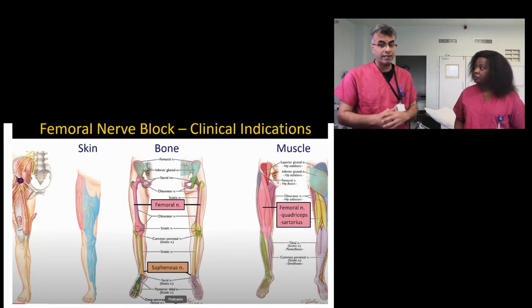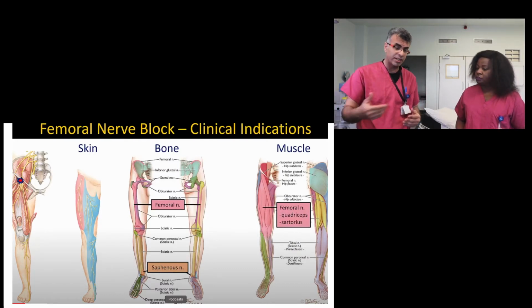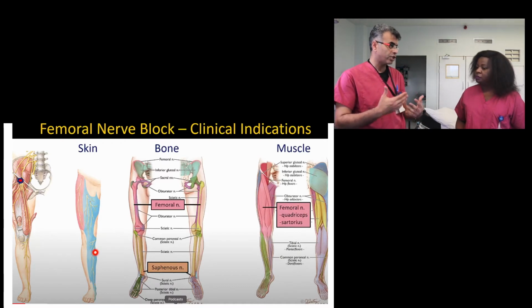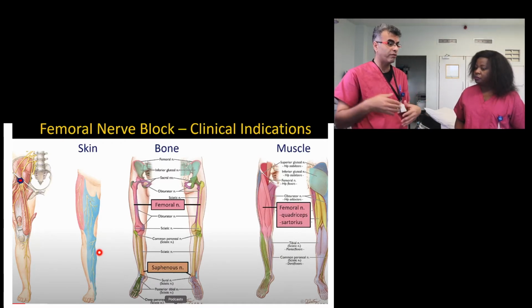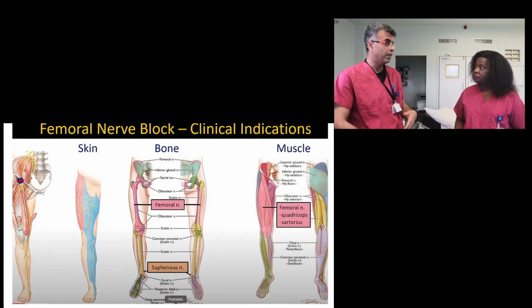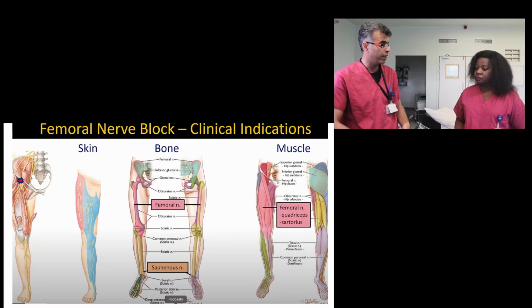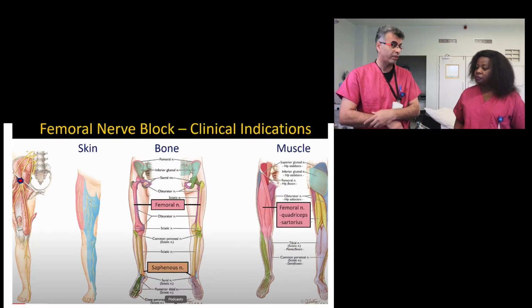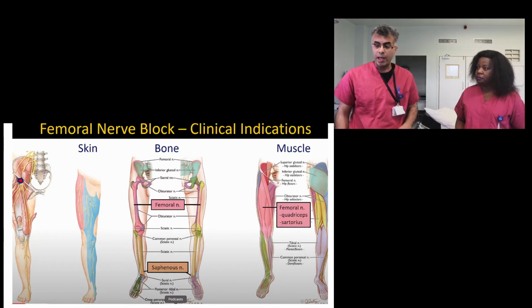For the cutaneous supply, you have the saphenous nerve, which, as I mentioned, is one of the branches of the posterior division, which travels down. This is the only part of the femoral nerve which goes below the knee to supply the medial side of the leg and medial side of the foot, and it can be considered as part of the ankle block as well.